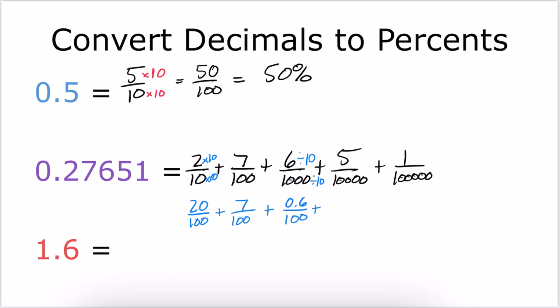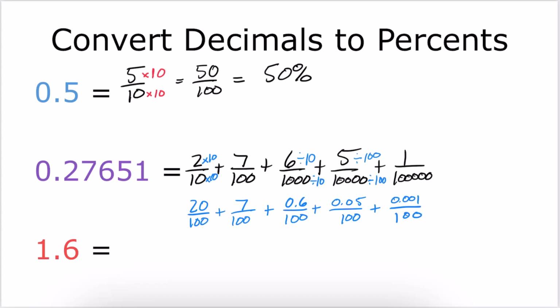So then you can do the same thing for the next one. You can say, well, if I have 10,000 and I want to get to 100, I need to divide by 100 because 100 times 100 is 10,000. And if I do 5 divided by 100, that's 5 hundredths, which I can write as 0.05. So I have 0.05 for every 100. And then you do something similar for the last one, and you get 0.001 over 100.